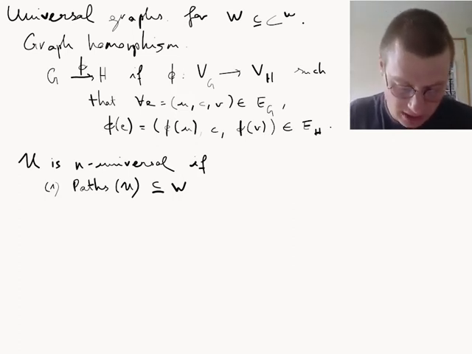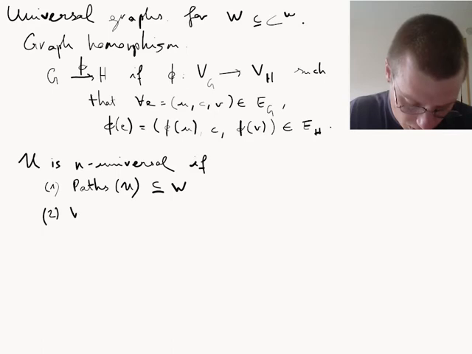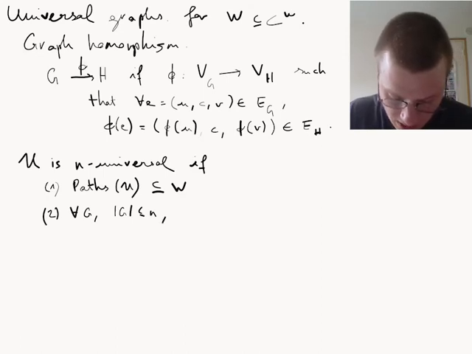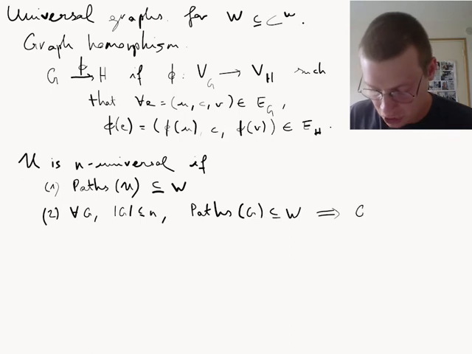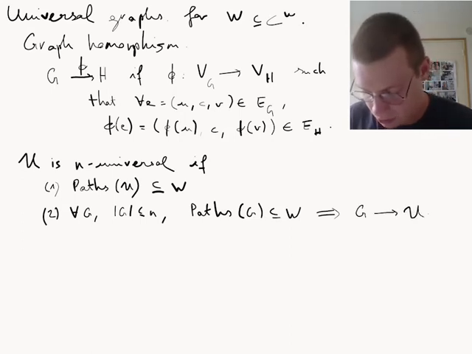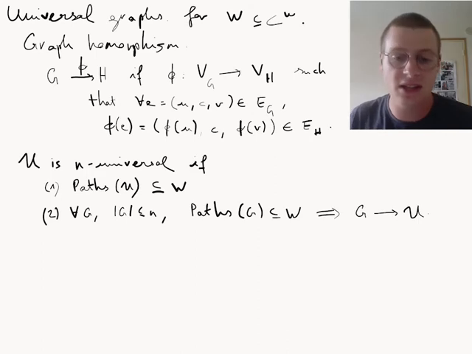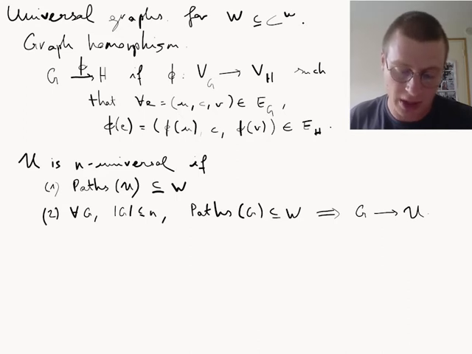So it should be the case that all paths in U satisfy the condition, and also it should be the case that for any graph G which is smaller than n in number of vertices, and such that all paths of G satisfy W, it should be that G maps to U. So in this sense, U is universal: it satisfies W and it embeds any graph which is small and satisfies W.